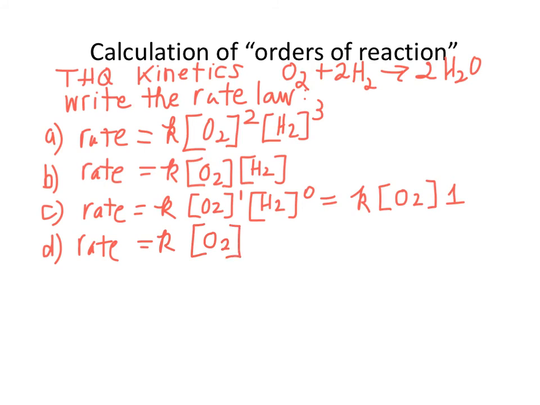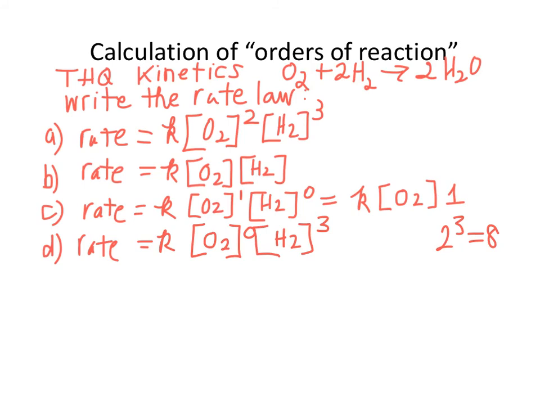So the rate stays the same if only O2 is changed. So that means O2 must be to the 0 power, has no effect. And if H2 is doubled, the rate increases by a factor of 8. So that must mean H2 is to the 3rd power, because 2 to the 3 equals 8.